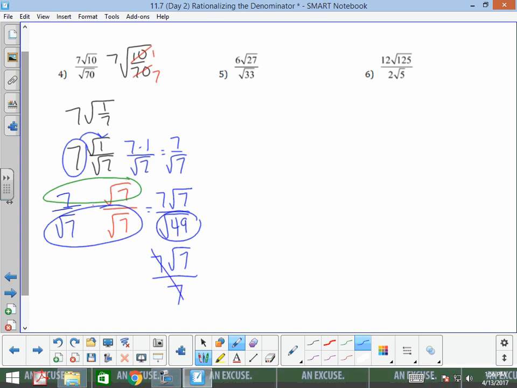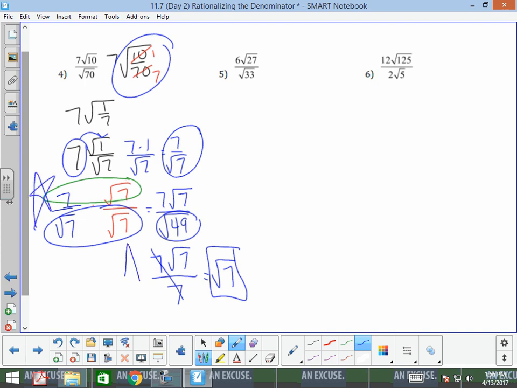And now reduce again if needed. So this answer is just the square root of 7. Alright, so that one had a lot to it. First we reduced and got to here, and then we had to rationalize and reduce again.